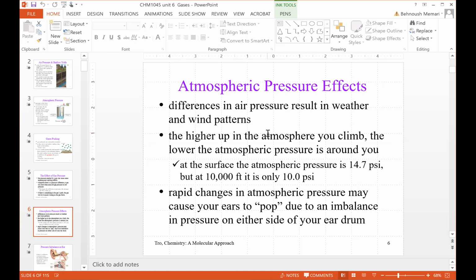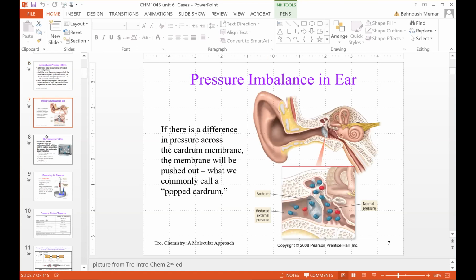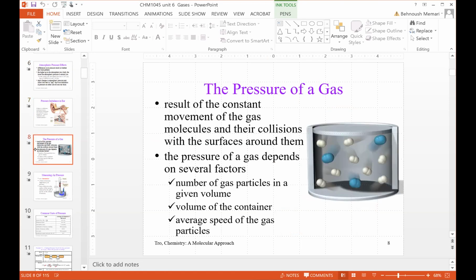There are some facts that you need to know, connecting what you learn inside the class to the outside environment. So the hope is that it will make it more interesting. What happens if you have rapid changes in the atmospheric pressure? It can cause your ears to pop. So when you talk about pressure, it is basically a change in pressure that can cause different things.